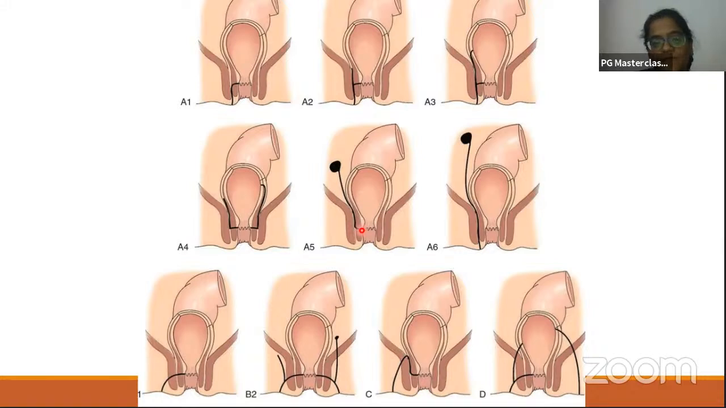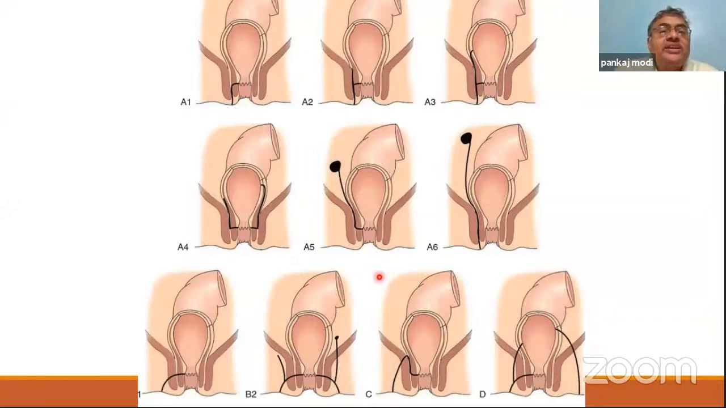It's A4, 5 and 6. A4 and 5 are the concern. 6 is not much problem. 6 is a totally different presentation. I will come to discuss that. But remember, 4 and 5 are actually a type of submucous fistula. Irrespective, understand this point.